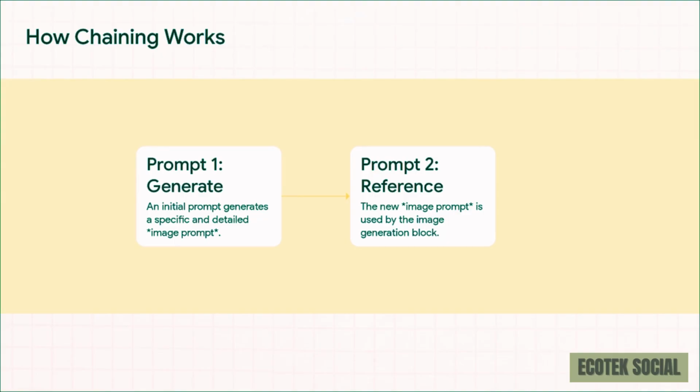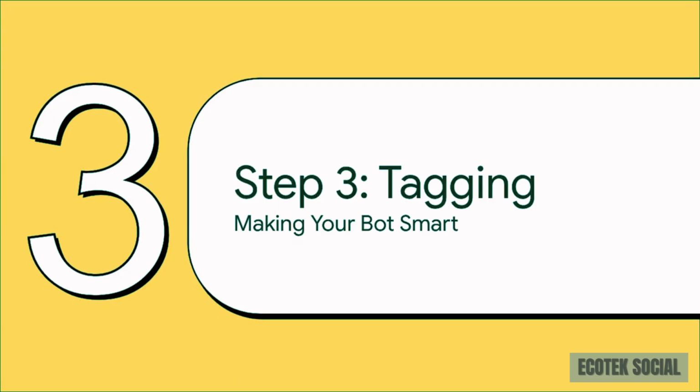First, you might ask the AI, "Hey, write me a super detailed, really artistic description of a sunset over a futuristic city." Then, you take that beautiful description it just wrote for you, and you feed that into your image generator. The result? Way more creative and less generic images. You're using AI to help you prompt AI. It's brilliant. All right, on to step 3, tagging.